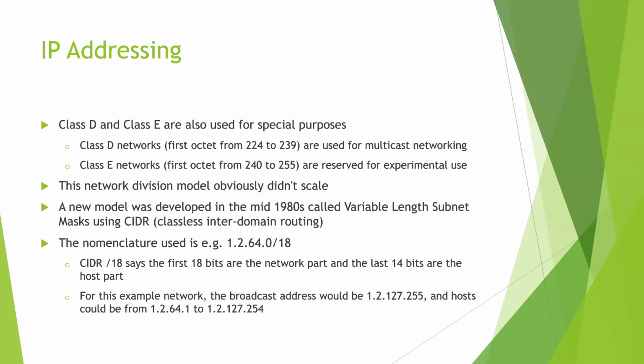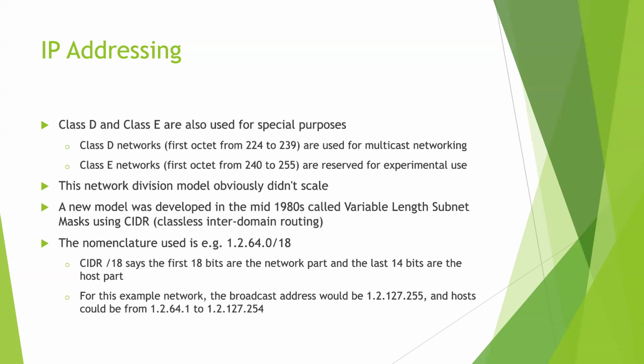Now, there were also class D and class E networks that were for special purposes. The class D networks, which had the first octet from 224 to 239, are used only for multicast networking. The class E networks, which had the first octet being 240 to 255, were reserved for experimental use.